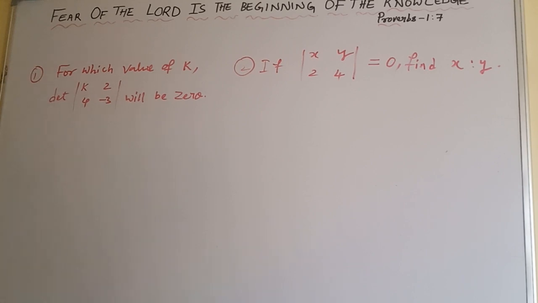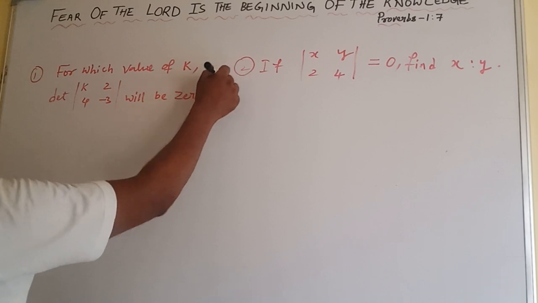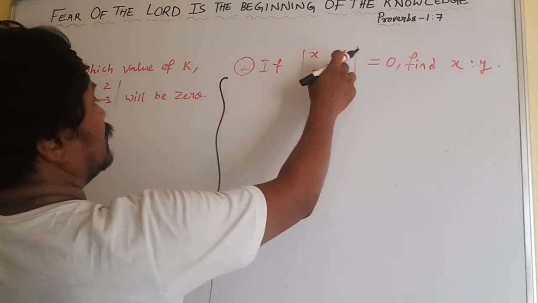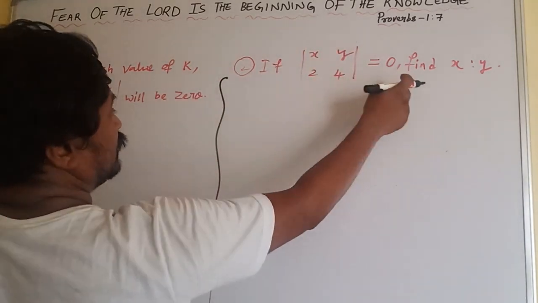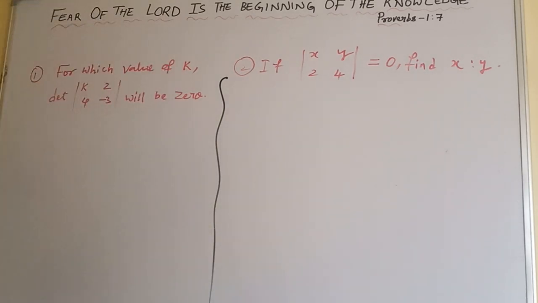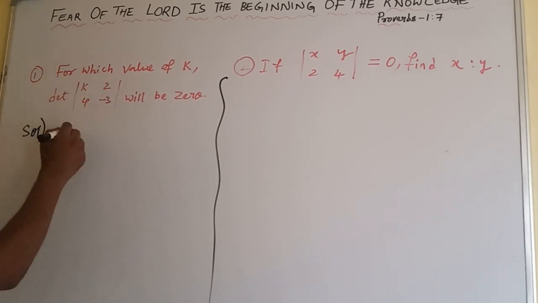Alright, let's move on to the first question of exercise number 4.1. For which value of k will the determinant |k 4; -3 ...| be 0? And the second one: if the determinant |x y; 4 ...| is equal to 0, find the ratio of x and y, or x is to y. So, very simple now. Solution: determinant of k, minus 2.